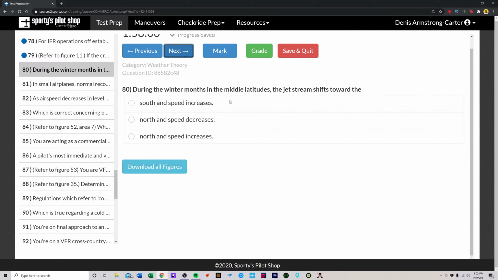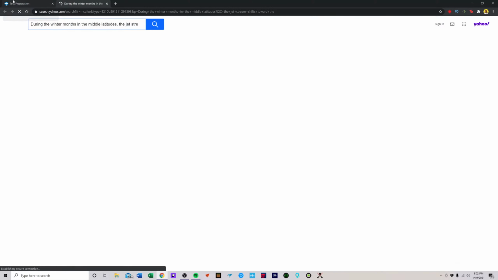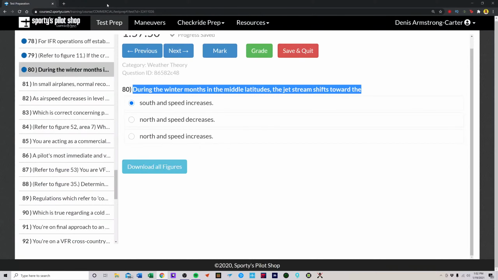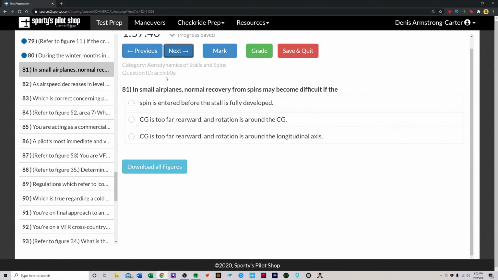During the winter months, in the middle latitude, the jet stream shifts towards, I think it's the south, and speed increases. I think that's correct. We'll see if I got my answer right. Yep, I was right. Just had to make sure.